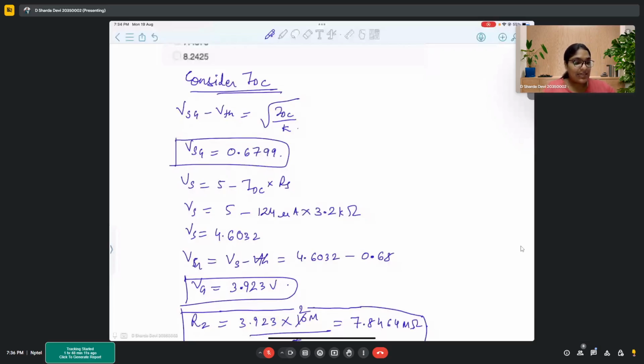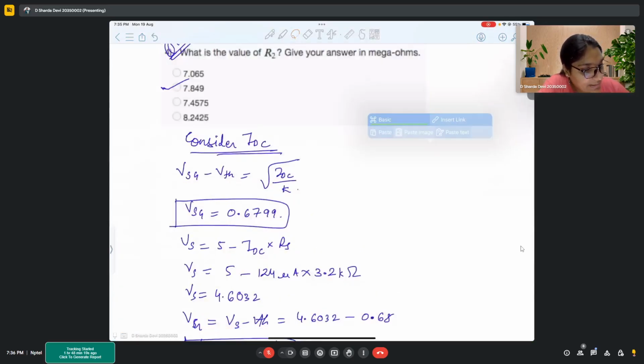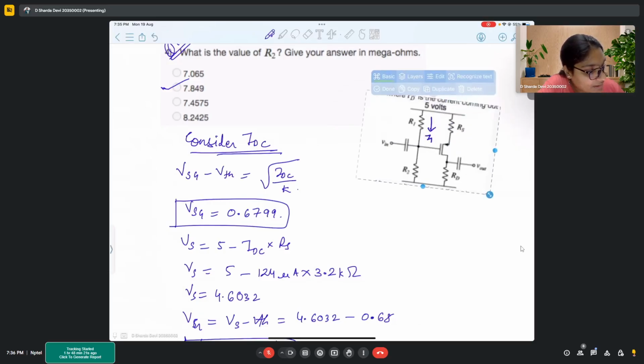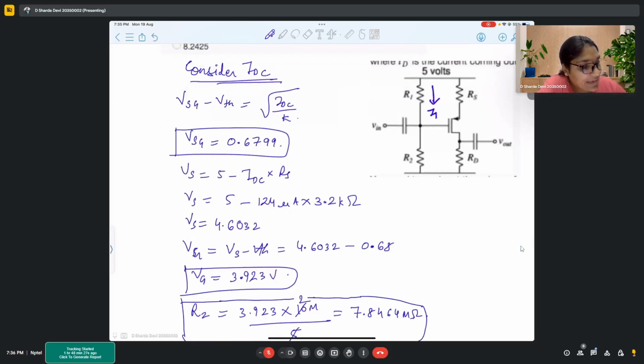Last two were a little complex to understand. Okay, so last two, you have to find R1 and R2, right? One relation you know is from the I1 current and this 5 volts. It was given that I1 is 0.5 microamperes. From there we found out that R1 plus R2 is 10 megaohms. This is what we already found out.